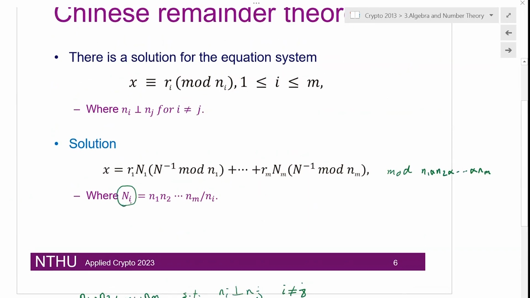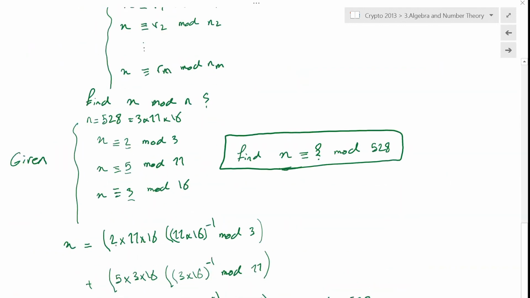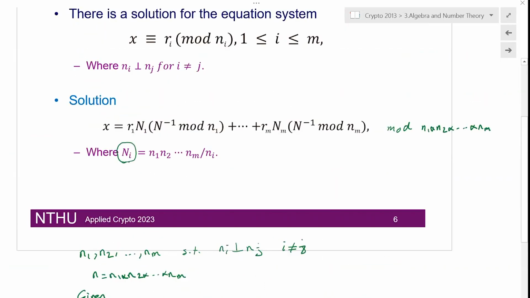Yeah, capital Ni, the definition is here. When you do R1 times capital N1, the N1 is defined to be your N divided by this n1. So you include all of the other ones. For example, for the first one, my n1 is 3, so I just put 11 times 16. For the second one, you would put the other 2, but you would not include 11. And for the last one, you put 3 times 11, but you would not include this one, just like what this capital N formula is saying over here.